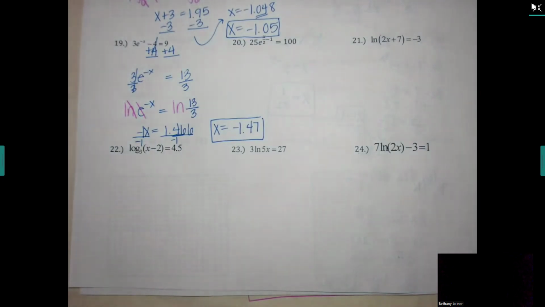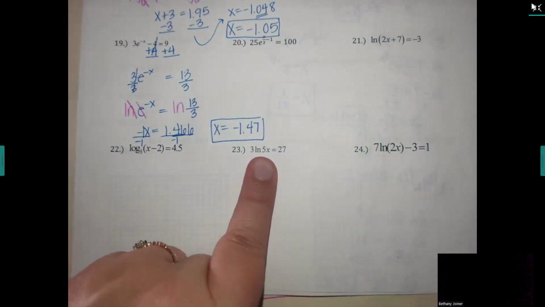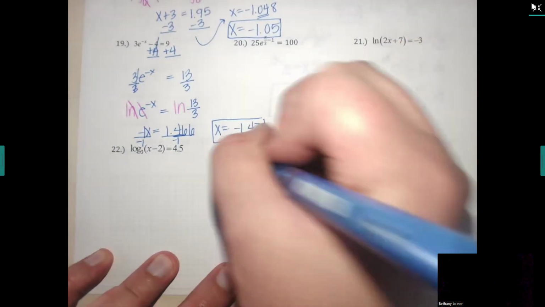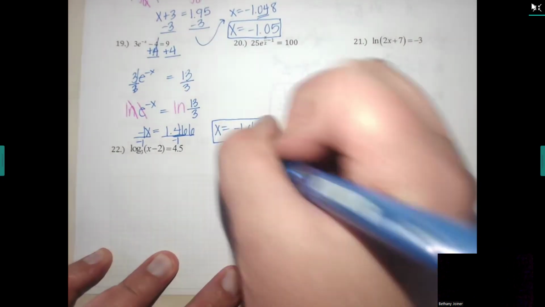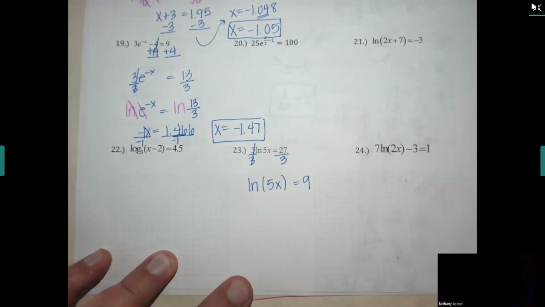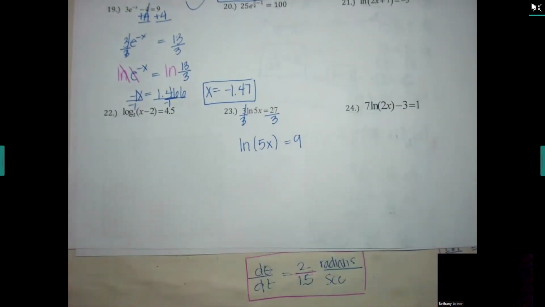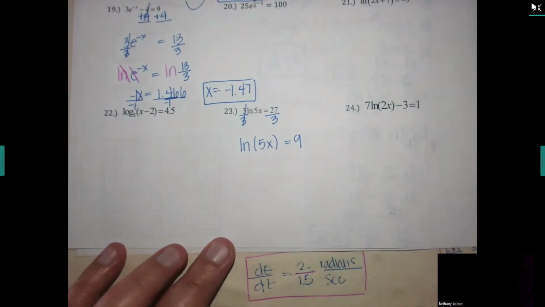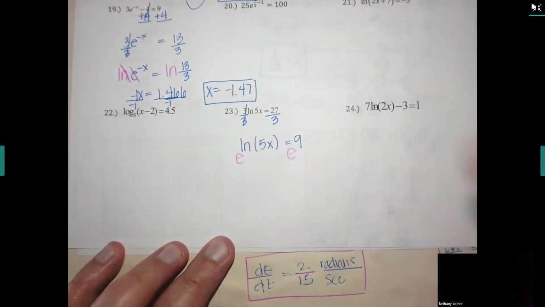All right, let's do number 23. What number has to go first before I can get to the ln? The 3. Divided across. 27 divided by 3 gives me 9. Now, for your test, that ln 5x, really there should be parentheses around it, so if you want to add those. Then how do I get rid of an ln? Who's the partner for ln? e. Remember, e and ln are buddies. They fix each other. So my e and my ln are going to cross out.